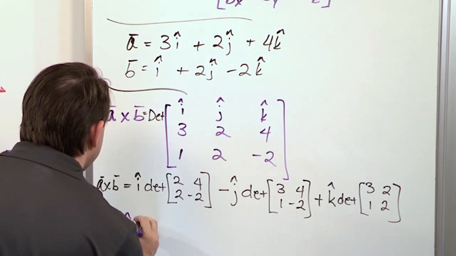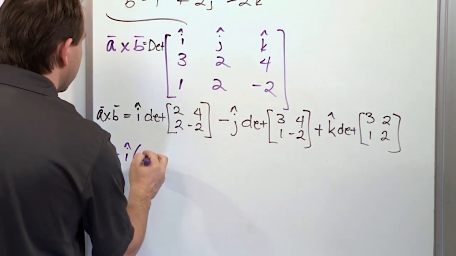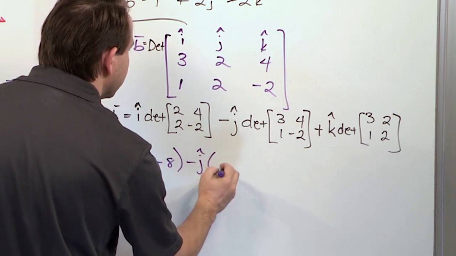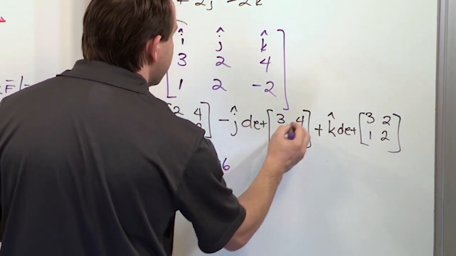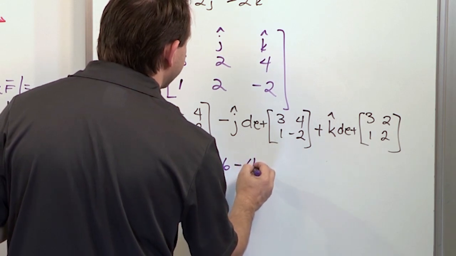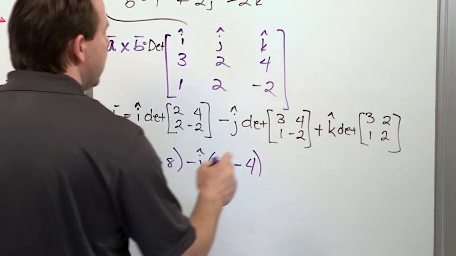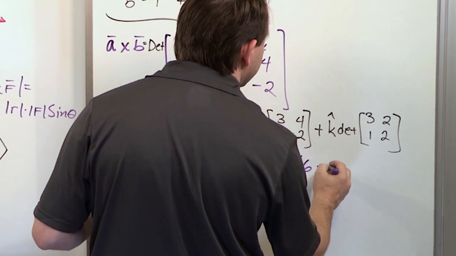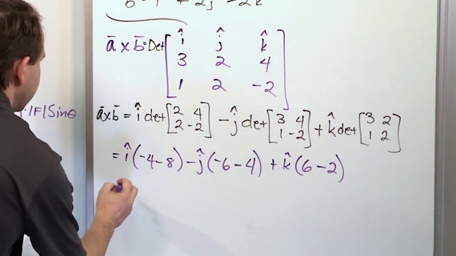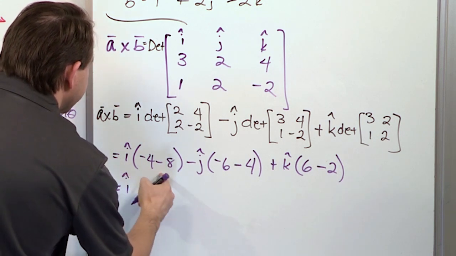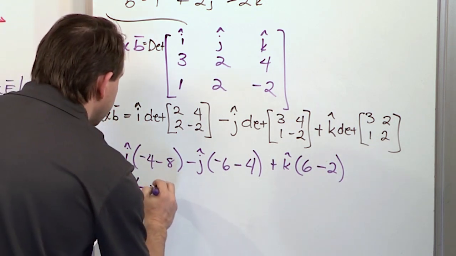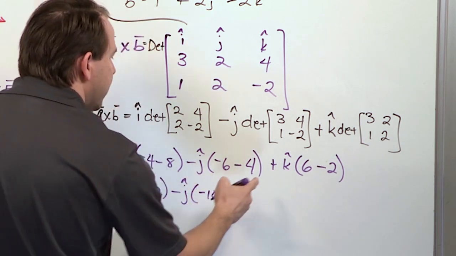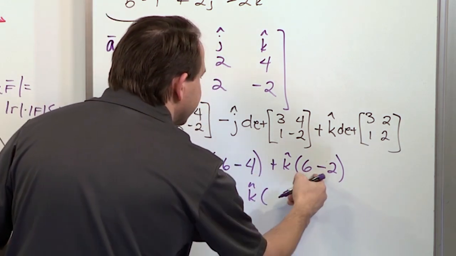So in the I direction, you're going to do a crisscross. This will be a negative 4 minus, this will be a positive 8. The minus J hangs along for the ride. Here, this becomes a minus 6. And then we have a 4, so it's minus 6 minus 4. Remember, you go this direction minus this direction. Then we have plus in the K direction. This becomes a 6, and this becomes a 2, going this direction like that. I think you can see where we're going. In the I direction, this is going to be negative 12. We have to keep the minus j here. This is going to be minus 10. And then we have the k direction. This is going to be 4.